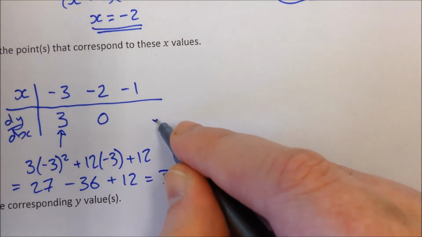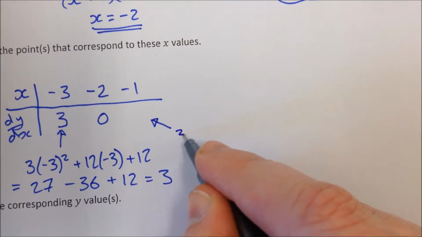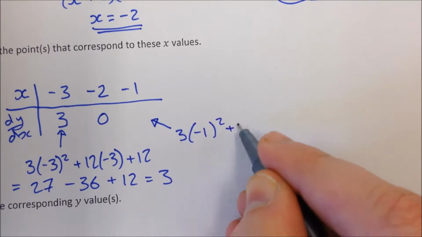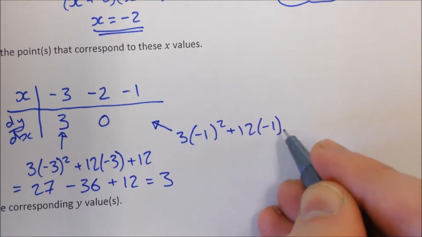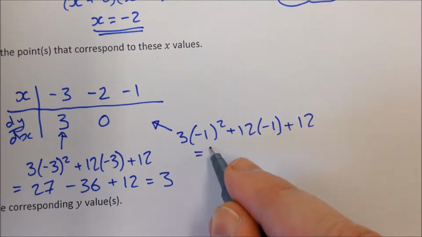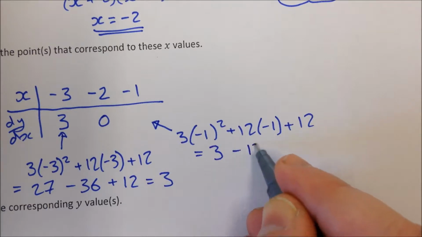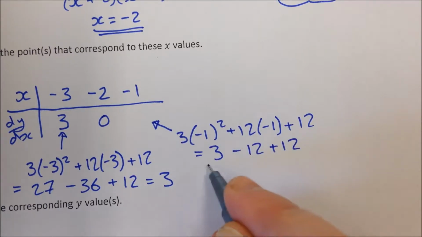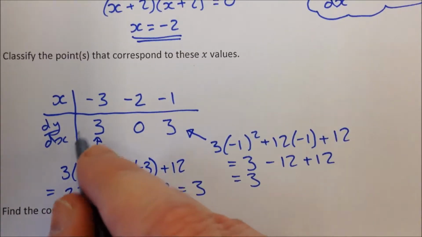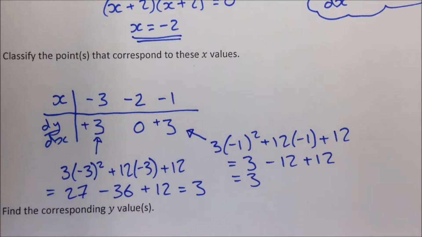For this one, I'm going to do the same. I'm going to go 3 lots of negative 1 squared plus 12 lots of negative 1 plus 12, which is 3, take away 12 plus 12, which is also 3. Now the important thing is that this is positive and this is positive.